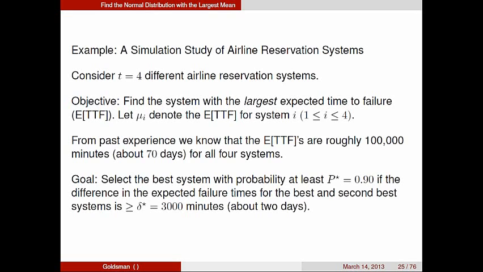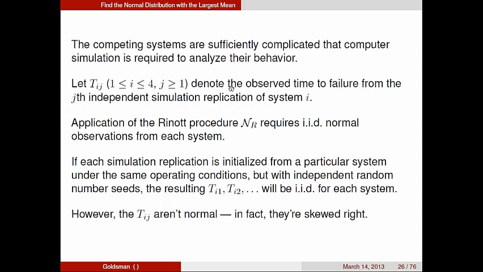We know from past experience that these expected times are roughly about 70 days for each of the 4 competitors. That allows me to choose my delta. I'm going to say delta star is about 2 days, 3,000 minutes, because it doesn't matter to me if the system fails at 70 days, 72 days, or 68 days, as long as they're within 2 days of each other. So let's select the best system. I want a probability of at least 0.9, and I'll make delta star equal to 3,000 minutes.